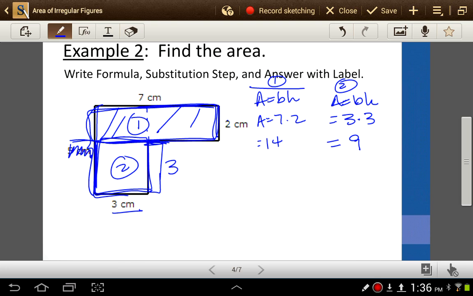Again, I broke it into 2 pieces, so I add them together. So my overall area is 14 plus 9, which is 23. So I get 23 centimeters squared, and that is the area of those shapes.